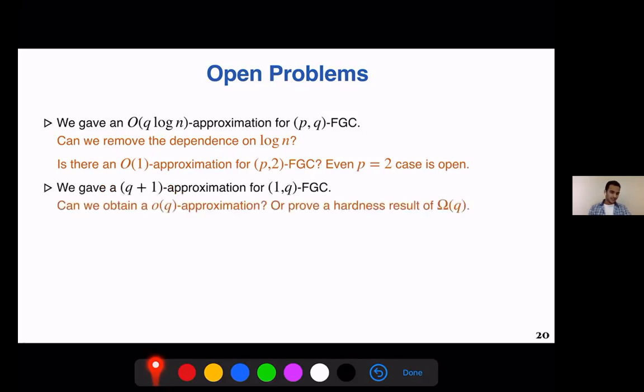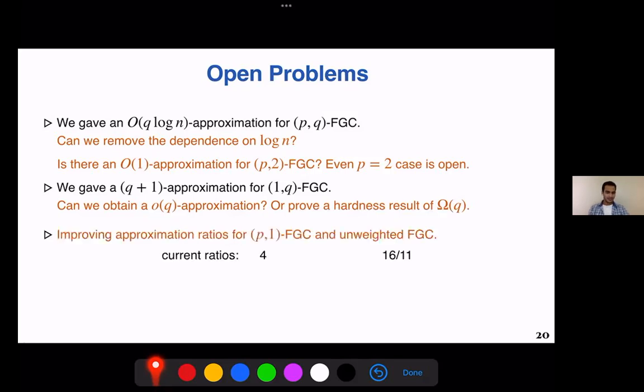Next, we gave a Q plus 1 approximation algorithm for 1, Q FGC. Can we obtain a little o of Q approximation for this problem? Or maybe show that this is impossible, through a hardness result of omega Q. Lastly, can we improve the approximation ratios for P, 1 FGC and unweighted FGC? Our current ratios are 4 and 16/11. Can we improve on these ratios?